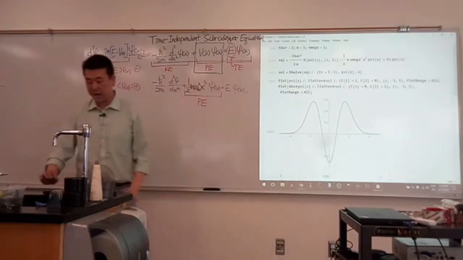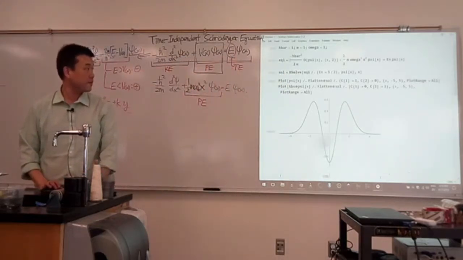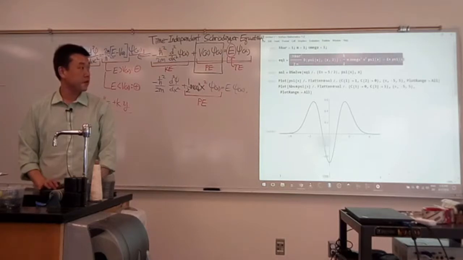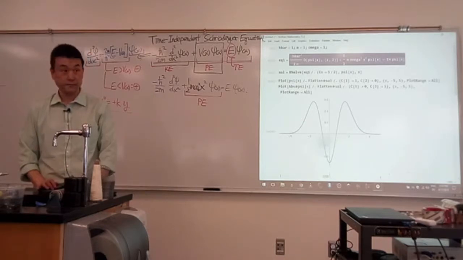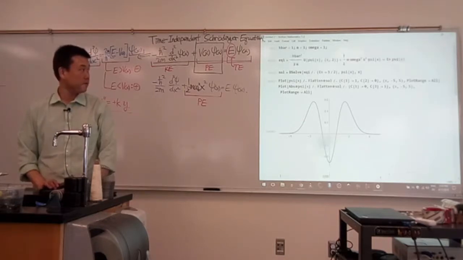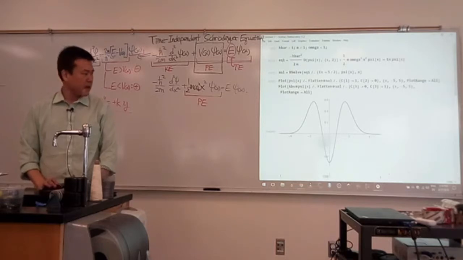So this is what I have. What I have written here is the differential equation, right? Minus h bar squared over 2m, double position derivative of psi of x, plus 1 half m omega squared x squared psi of x is equal to energy times psi of x. Okay? And I'm plugging that into equation 1. And my eventual goal is to plot it out.